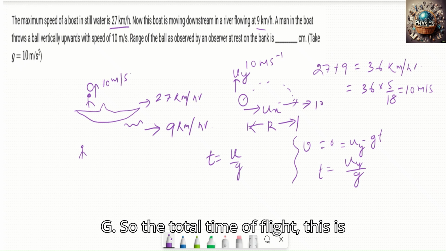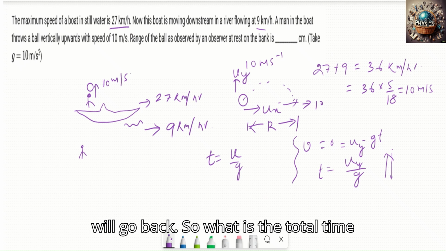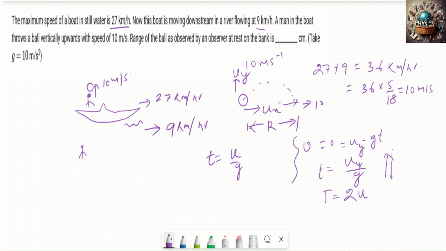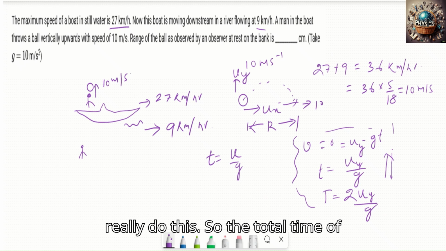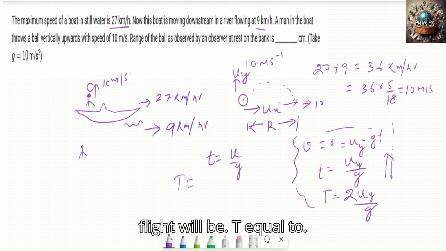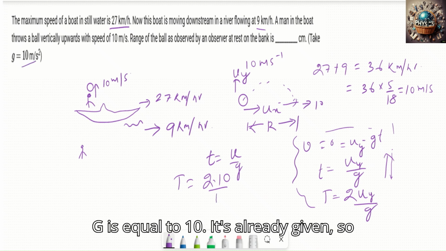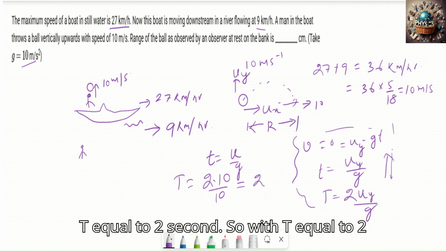This is just to go till the top, so it will go back, right? It will go up and then it will come back. So what is the total time of flight? It will be t equal to 2 uy by g. Basically, this we should know. We don't have to really do this. So the total time of flight will be t equal to 2 uy, uy is 10, by g. g, we take as 10, it's already given. So this gives me t equal to 2 seconds.